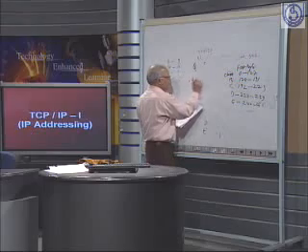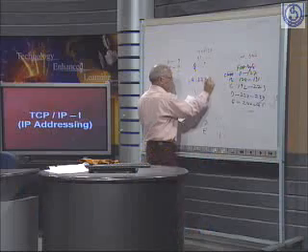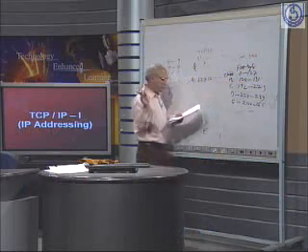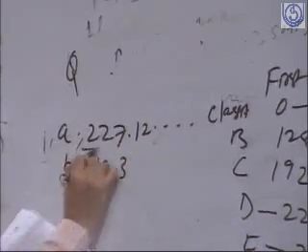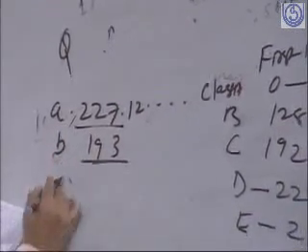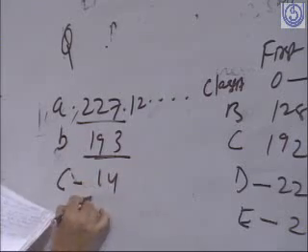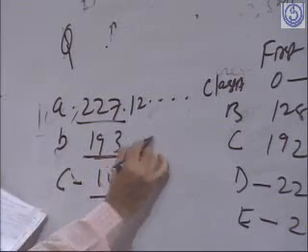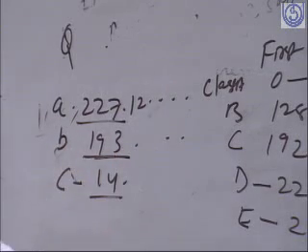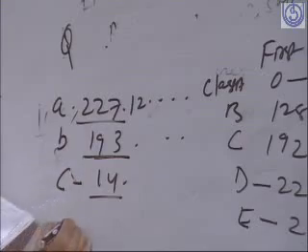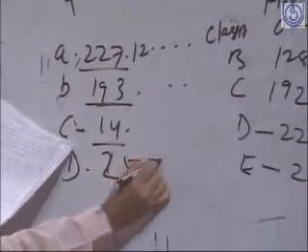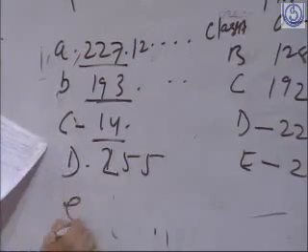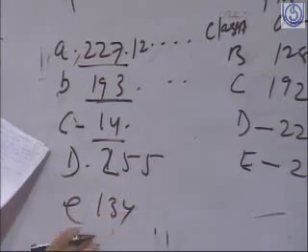Now A is 227, something like this. I'm just ignoring the rest. B is 193. C is 14, dot, of course the dot is there, 4 octets, 3 other octets are there which I am not writing. D is 252, and E is 134.